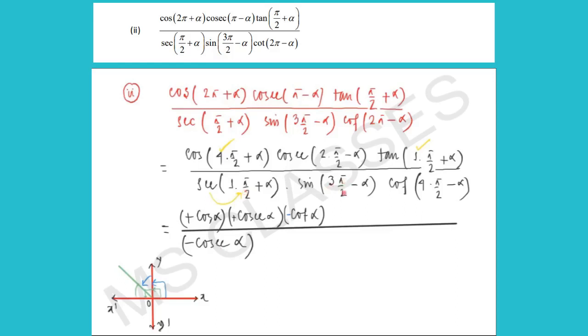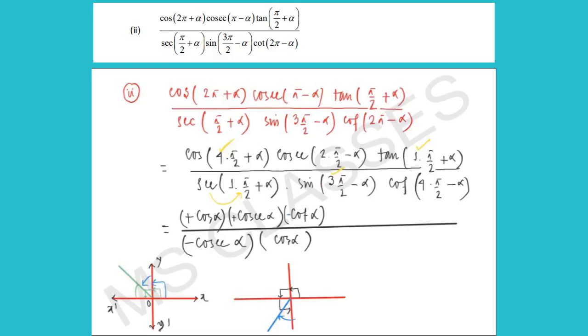Now sin 3 pi by 2 minus alpha. 3 means odd. So this will be cos alpha. Now which quadrant? It is 3 into pi by 2 minus alpha. Let us understand. One pi by 2, 2 pi by 2, 3 pi by 2. Now they are saying minus. Minus means clockwise direction. So here it will terminate in which quadrant? Third quadrant. Third quadrant sign is negative.